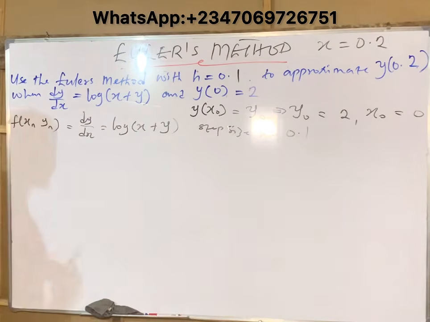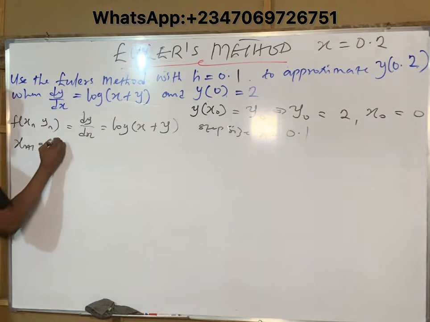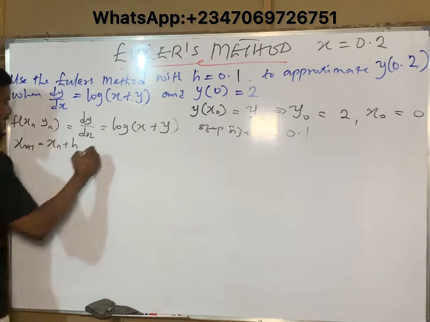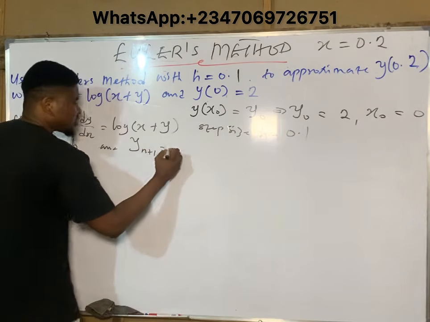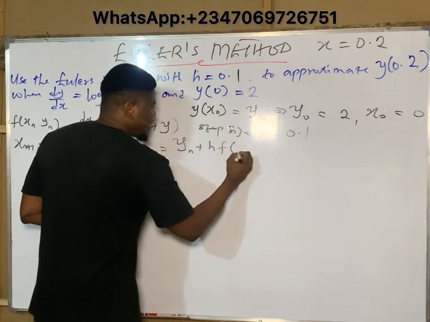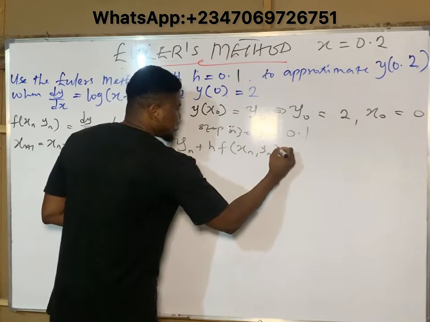I said there are two distinct equations you're going to be using for Euler's method. The first is the successive values of x equation, which is xn plus 1 equals xn plus h, where h is the step size. And for y, we have yn plus 1 equals yn plus h multiplied by the value of the function at xn and yn.